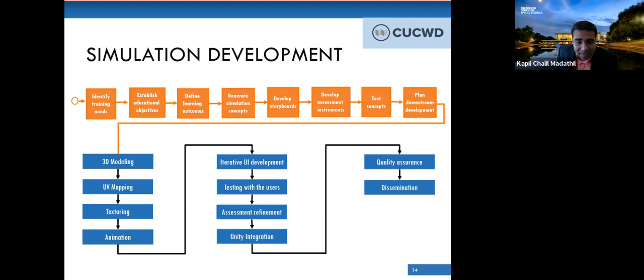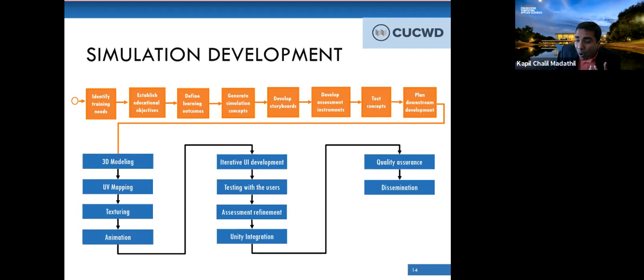And the technology development aspects involve 3D modeling. We do UV mapping, texturing, and then we build the animation. And then we have an iterative UI development phase. We test with the users during this time, and we refine the different assessments being created by the team. And 99% of all the simulations that we build use a tool called Unity 3D, and we integrate all these components with the Unity 3D platform. And then you have the quality assurance, and we have the dissemination piece.